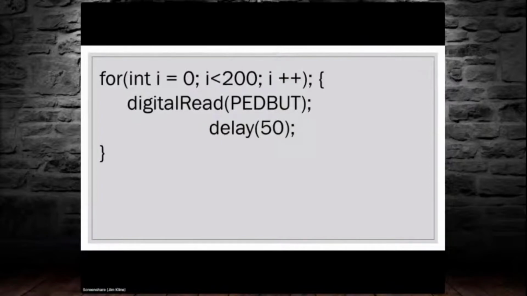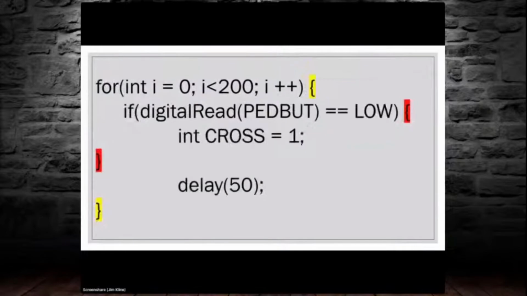We check the button at each pass, but even if the button was pushed, we don't have a way to use that information. We need a container, a variable, to hold the information that the button has been pushed. The variable name will be an integer type called cross. I designated that variable's name to be cross.